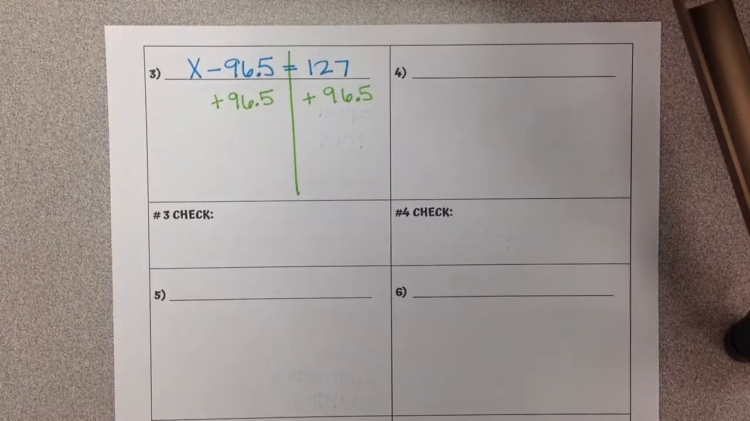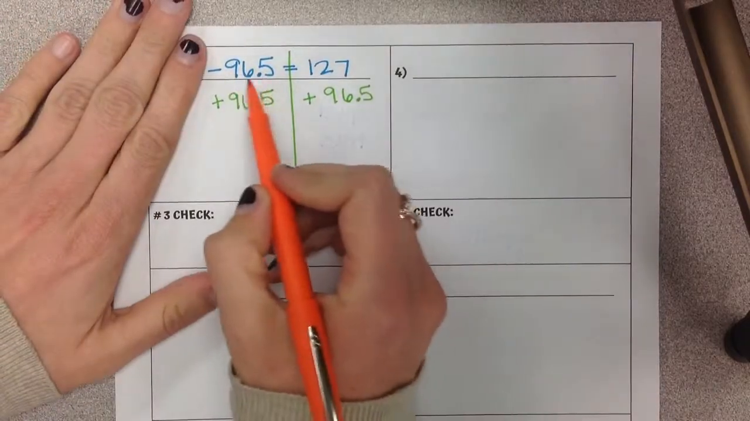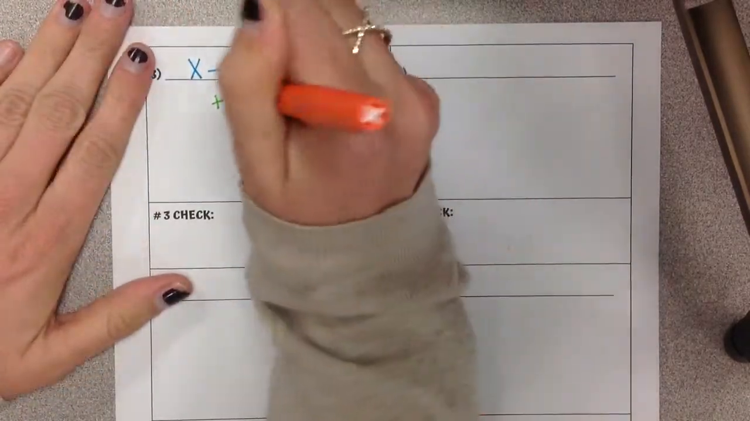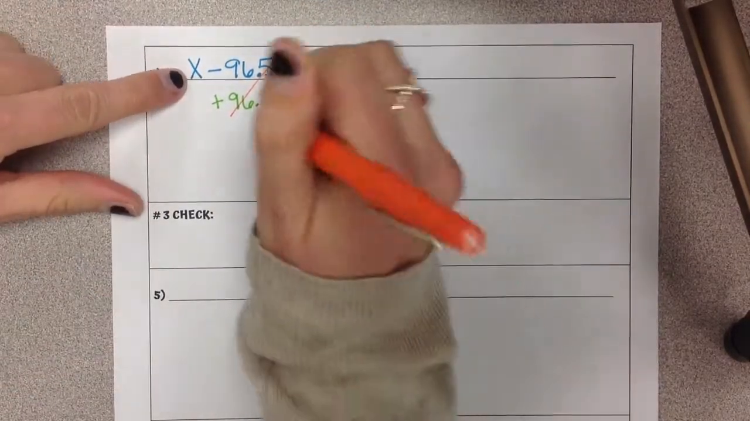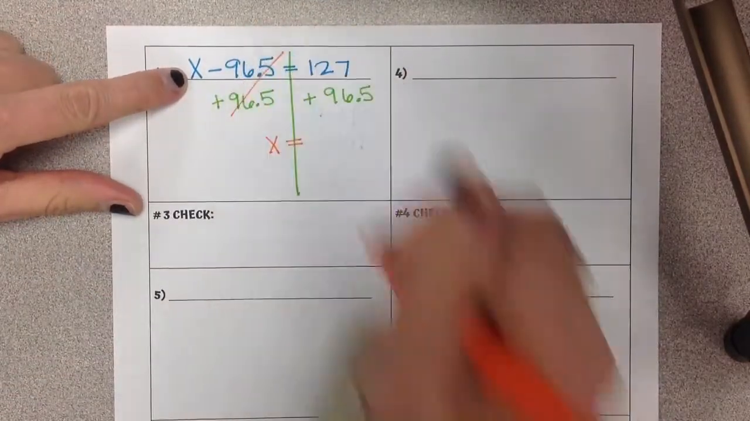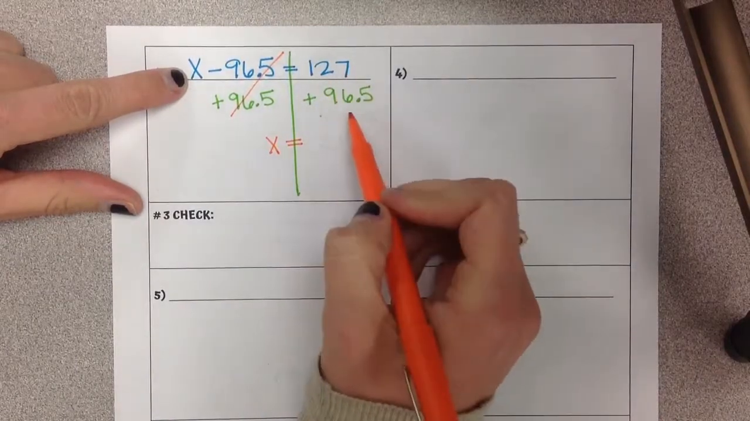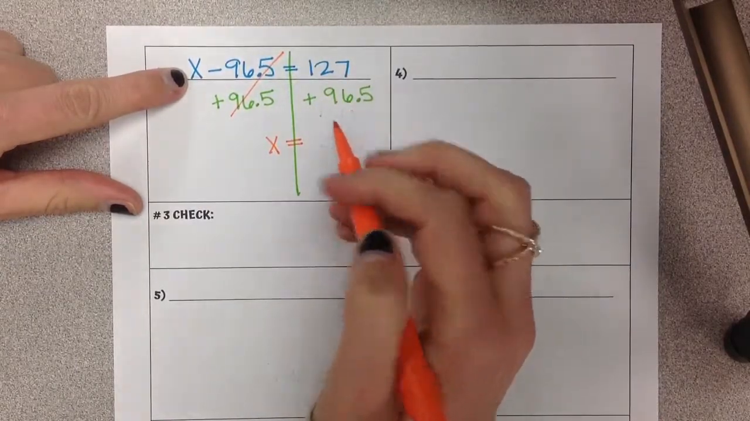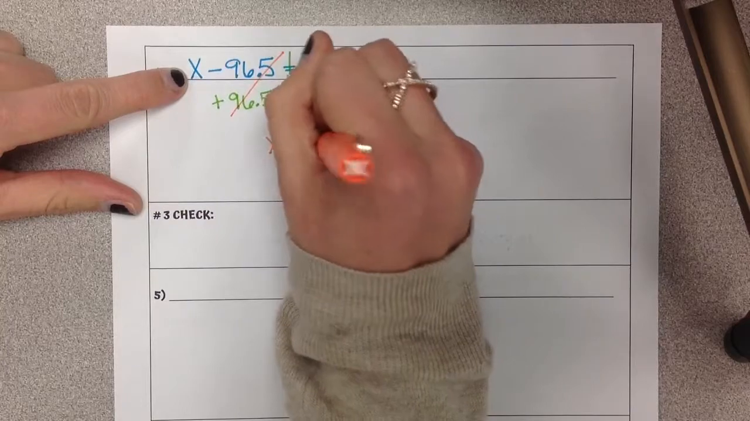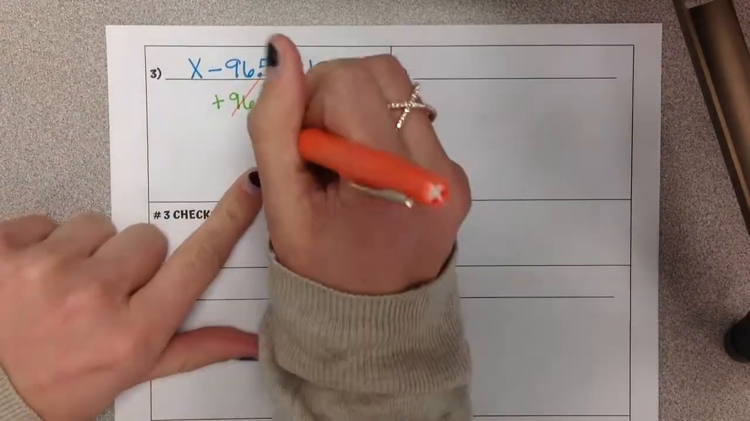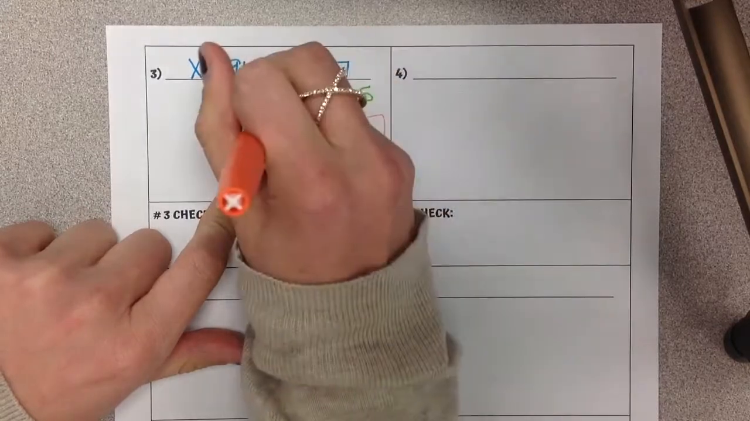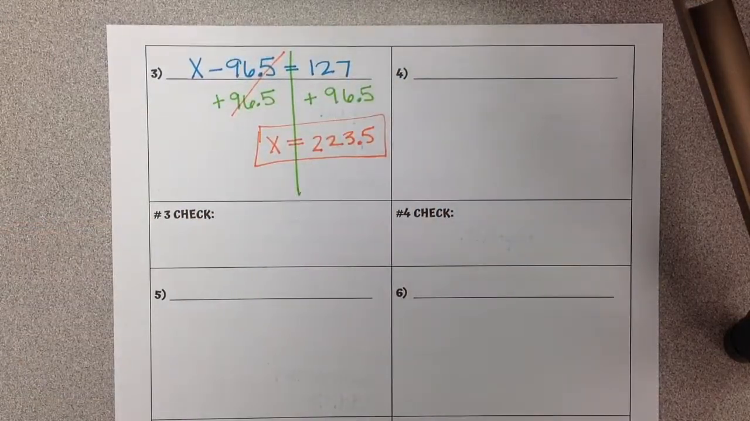Now we need to rewrite. Well, let's look. If we had minus 96.5 plus 96.5, that cancels out to 0. All that's left on the left is x. And then on the right side, 127 plus 96.5 gives me 223.5. X is alone. That means we finished solving, so that is our answer.